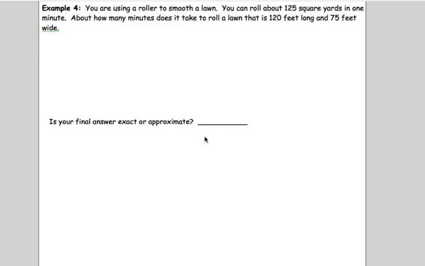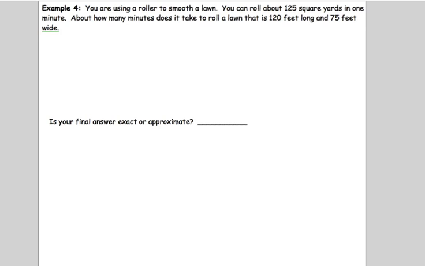Okay, here's the back page of our notes, the end of the notes for the unit. And we're starting here with example 4. It says you're using a roller to smooth a lawn. You can roll about 125 square yards in 1 minute. About how many minutes does it take to roll a lawn that is 120 feet long and 75 feet wide?